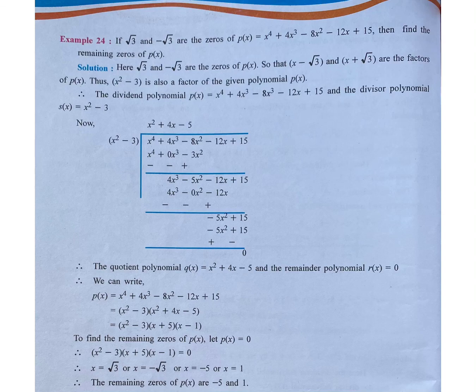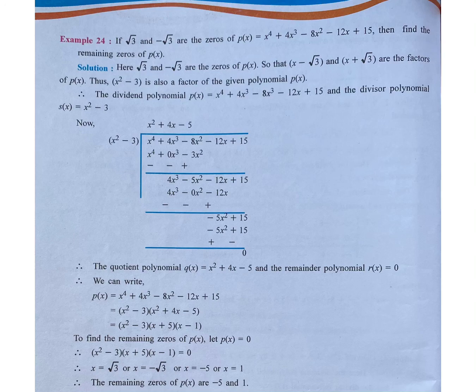Now we'll do the method of splitting the middle term for our quotient polynomial, that is x square plus 4x minus 5. You have to find two numbers whose product is minus 5 and sum is plus 4. So the two numbers are plus 5 and minus 1. So when we carry out the method of splitting the middle term, we will get x plus 5 and x minus 1. Now you can see that p of x is equal to x raised to 4 plus 4x cube minus 8x square minus 12x plus 15.